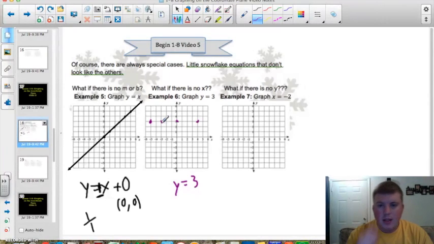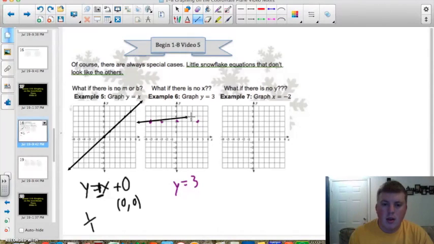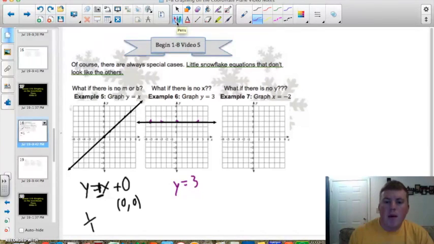What I'm going to find is that if I were to draw a horizontal line here that goes from left to right, every single point on this is going to be 3. Alright, to give a little bit of an algebraic background on this, remember our slope is rise over run.